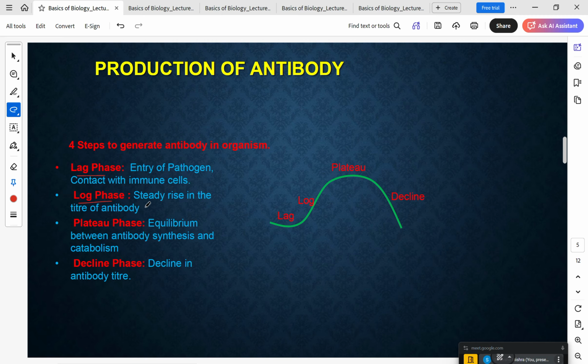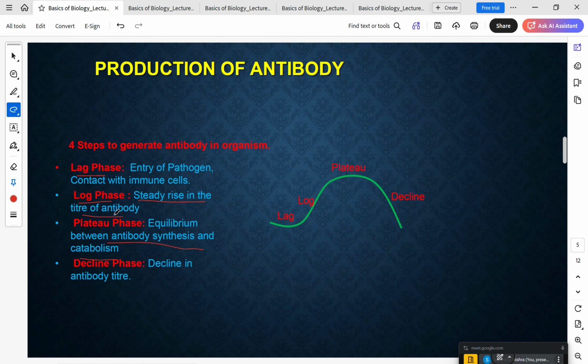Next is the log phase, where the cells that were producing the antibody know that they need to neutralize the pathogen, because of which they start dividing, and there will be a rise in the antibody titer, and they start generating more antibodies. Then there will be a plateau phase, where there is an equilibrium between antibody synthesis and breakdown.